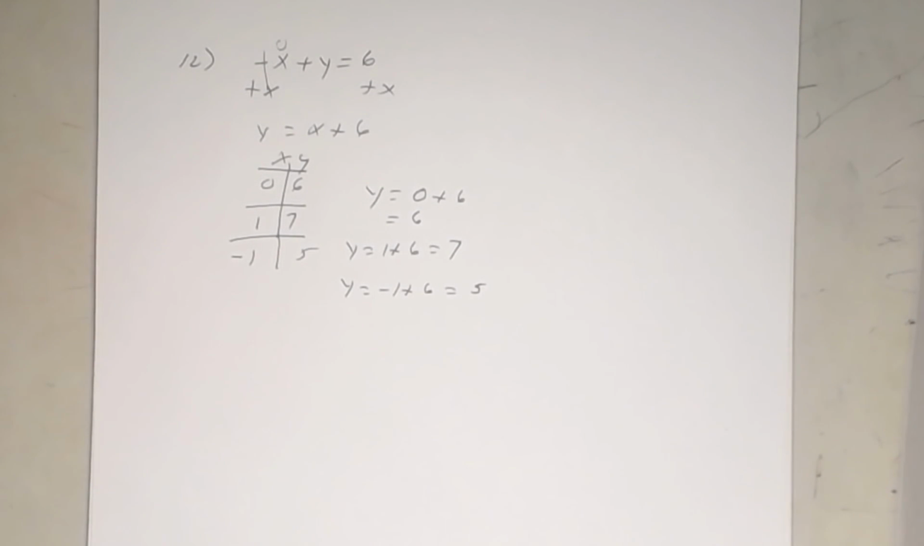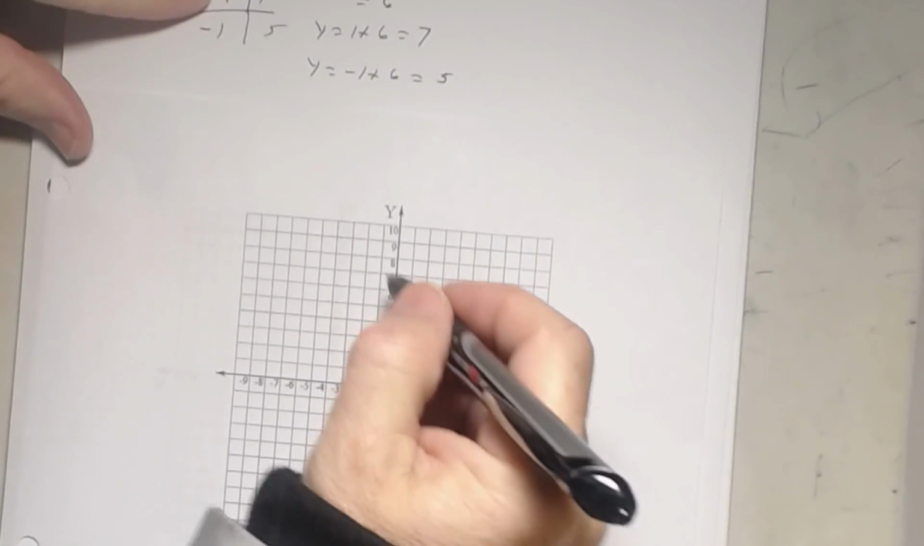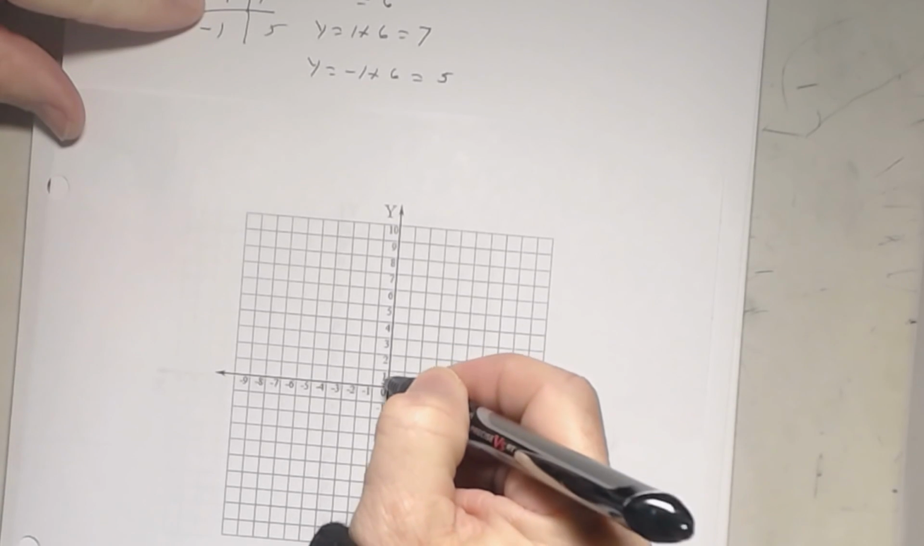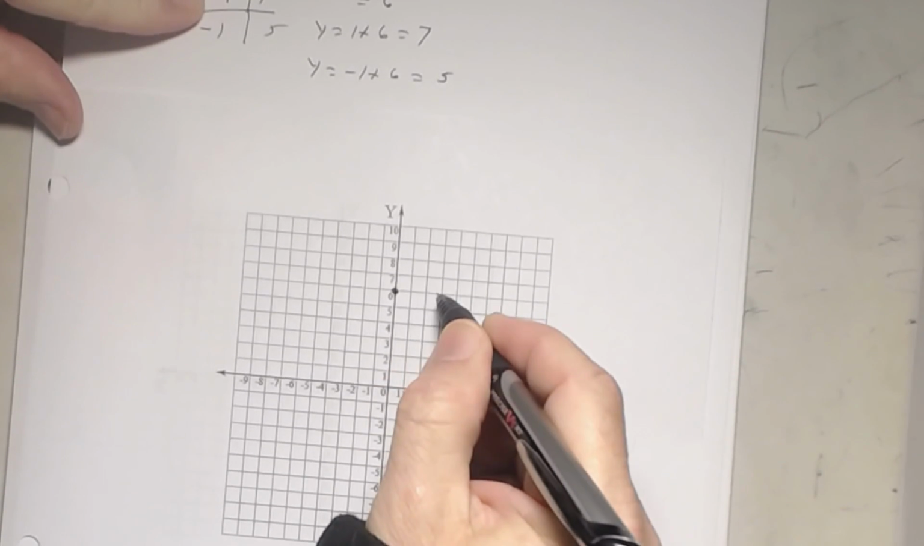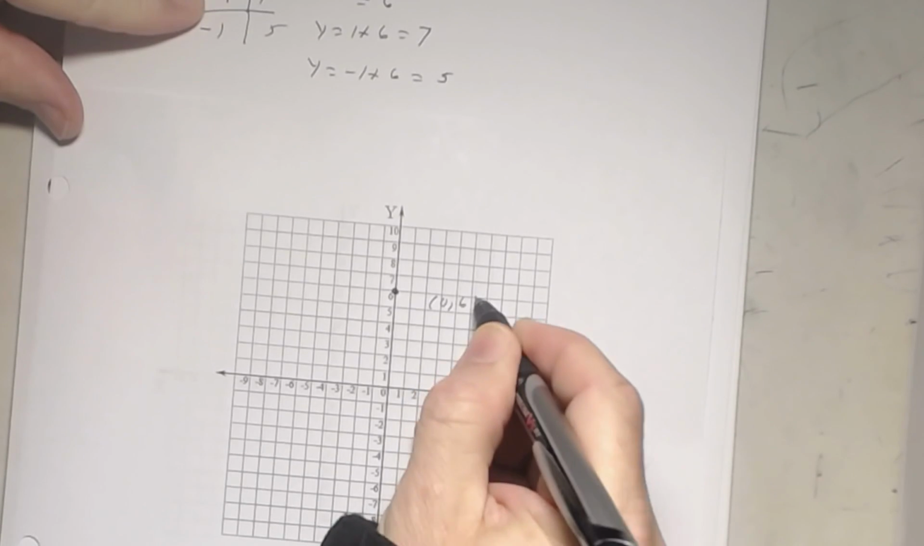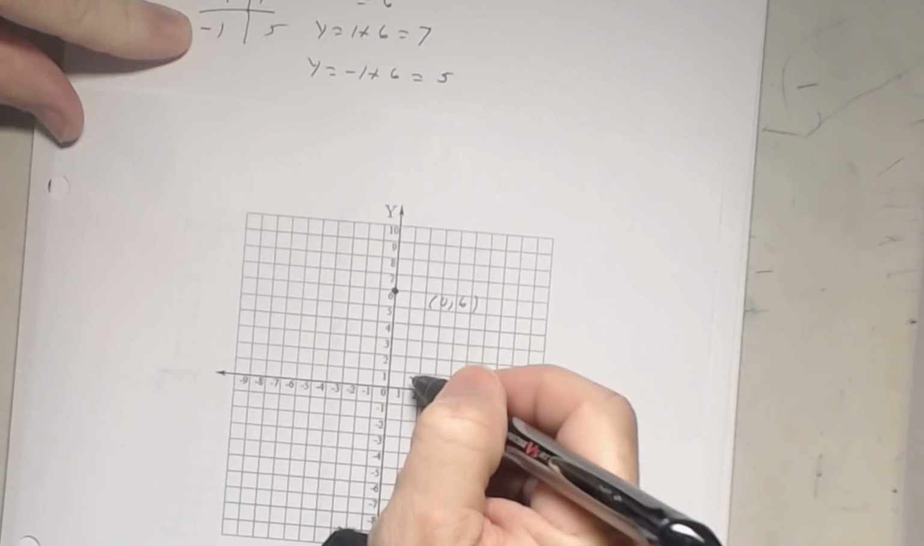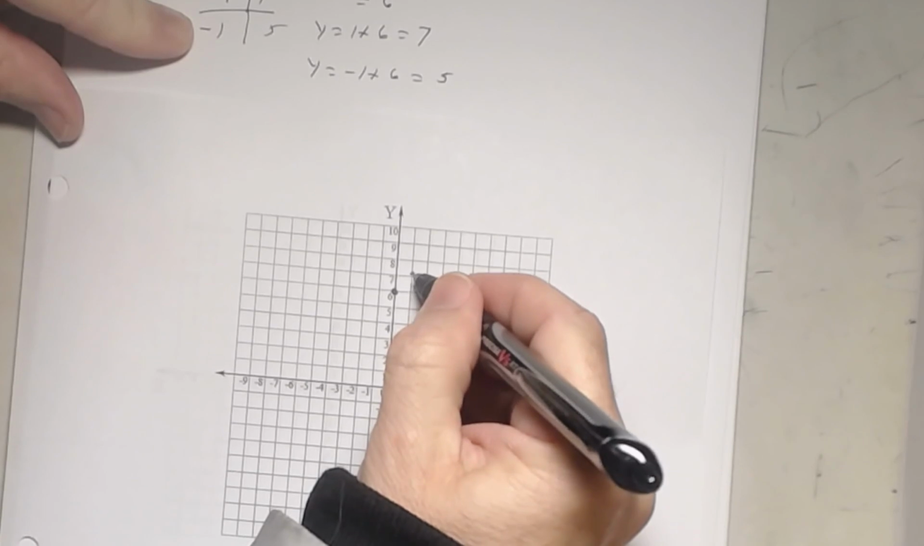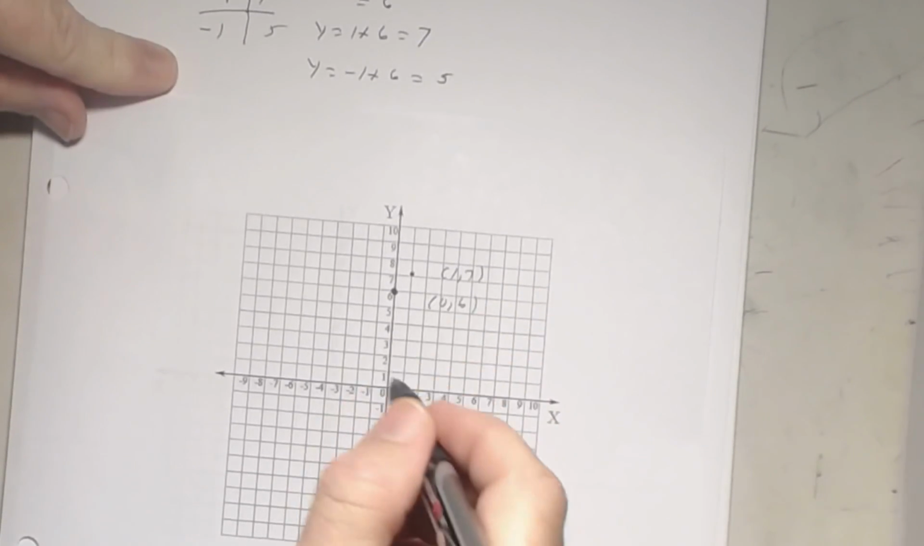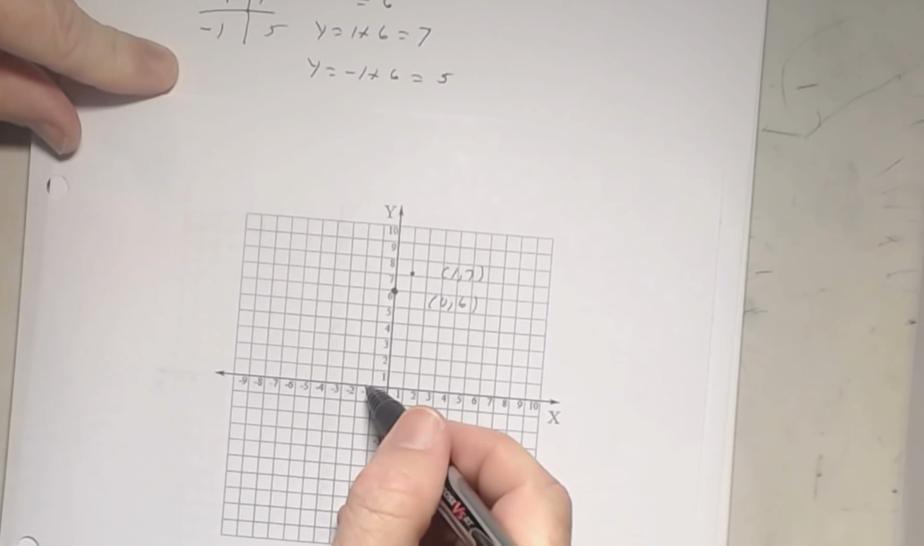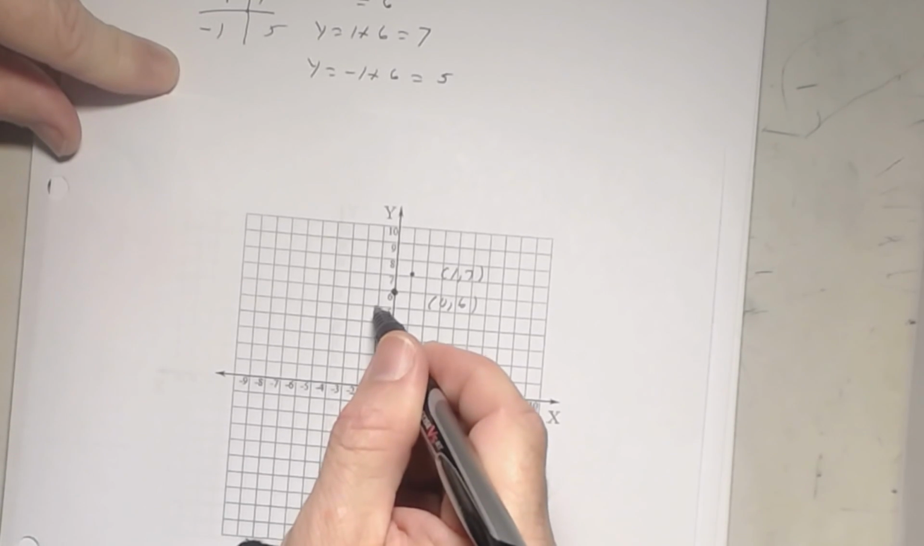So then I plot those 3 points. So 0, 6 is on the y-axis. So that's here. 1, 7. I go to the right 1 and up 7. So that's in quadrant 1. Negative 1, 5. I go to the left 1 and I go up 5. So that's in quadrant 2.